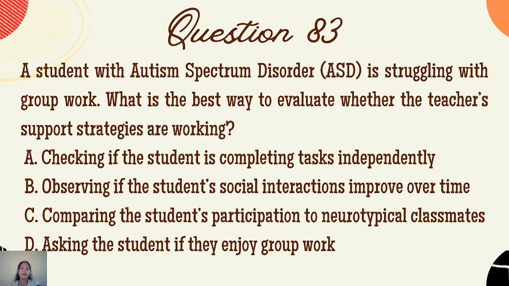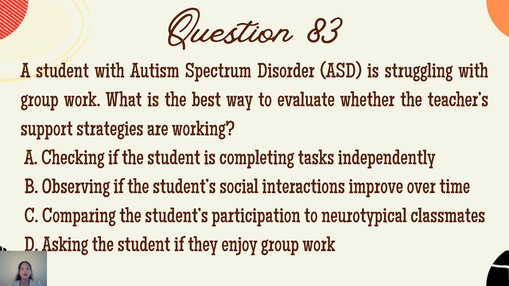Now, let's proceed to question number 83. A student with autism spectrum disorder, or ASD, is struggling with group work. What is the best way to evaluate whether the teacher's support strategies are working? Well, the correct answer is letter B. Observing if the student's social interactions improve over time.